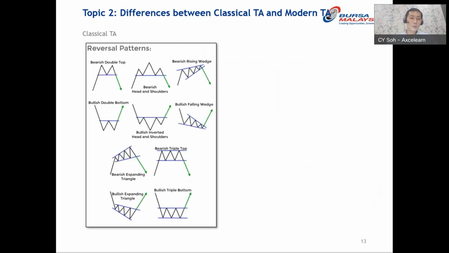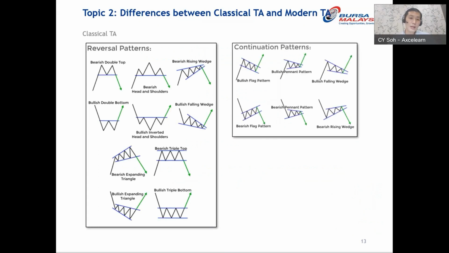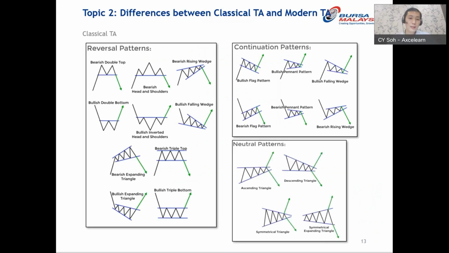Now here, let's look at the chart patterns first. For example, we have reversal patterns, like double top, head and shoulders, double bottom, and inverse head and shoulders. We have continuation patterns, which are the wedges or even triangles. We also have other neutral continuation patterns, where price can go both ways. All of this requires you to draw.